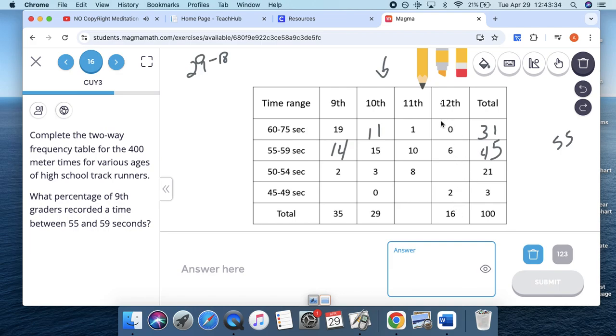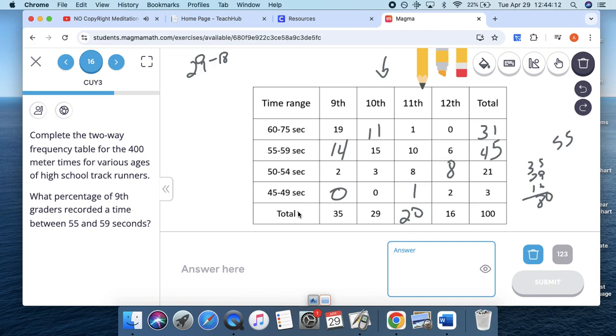Let's do an easy one here. The total here in 12th grade should be 16. I have 6 and 2, which is 8. So this makes this guy 8. We can do this one across: 35 plus 29 plus 16. What is that? That's 80, which makes this 20. And now we know the total in 11th grade has to be 20. We have 8 and 10, which is 18, 19, which makes this a 1. On the 9th grade, we should have a total of 35. So far, I have 19 and 14, which is 33, plus 2, 35, which makes this a 0.